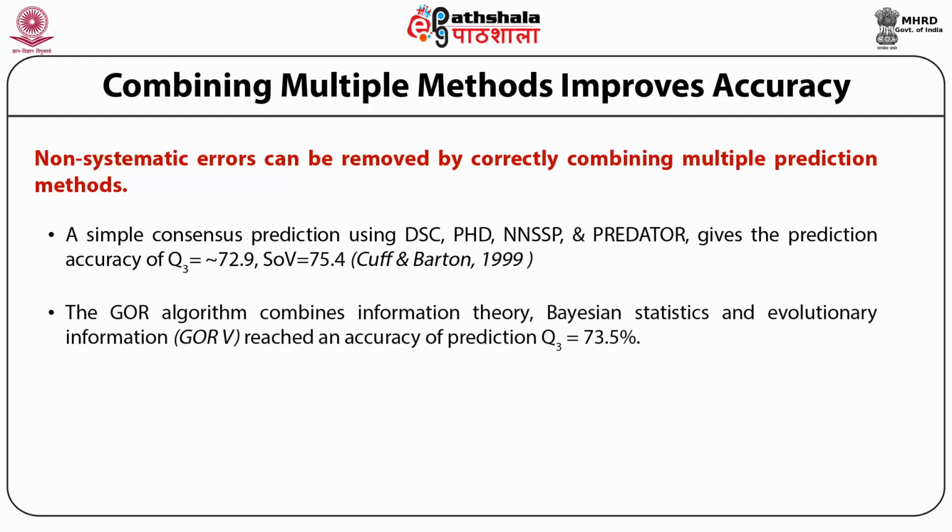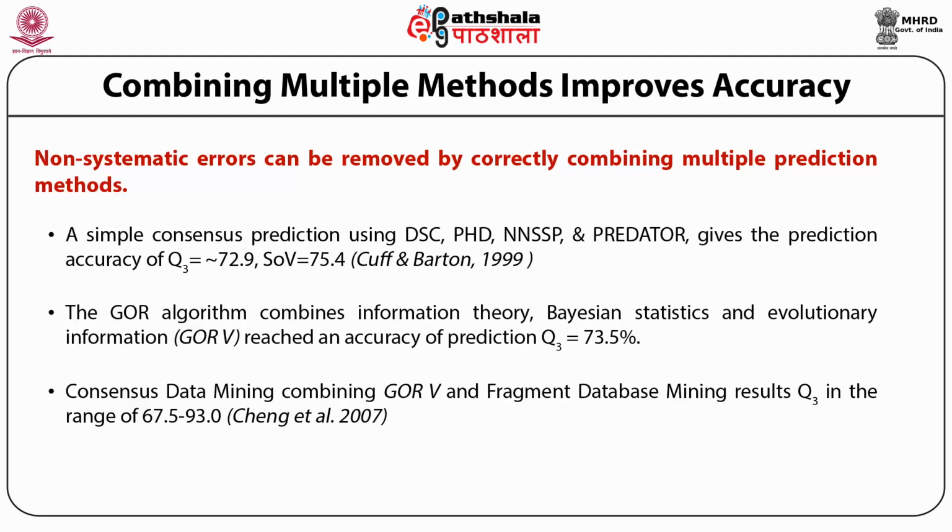Interestingly, the latest GOR5 algorithm combines information theory, Bayesian statistics, and evolutionary information, which reached a prediction accuracy of 73.5%. In another study, the consensus data mining combining GOR5 and fragment database mining results in a Q3 score in the range of 65.5 to 93%.